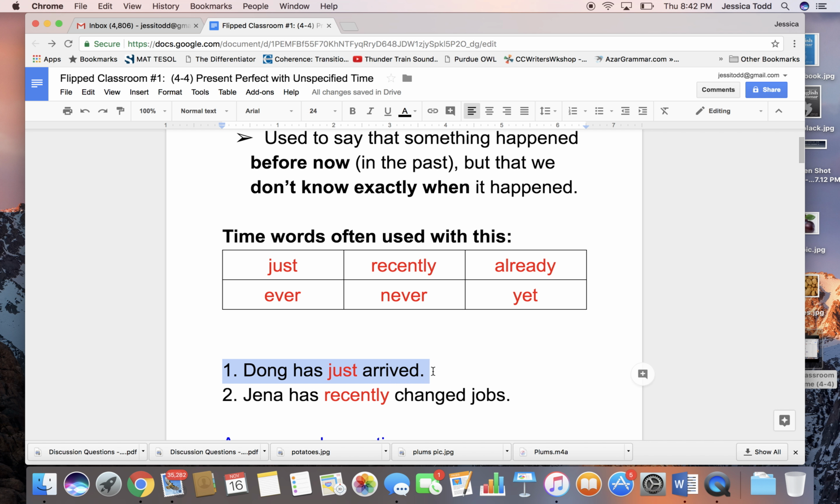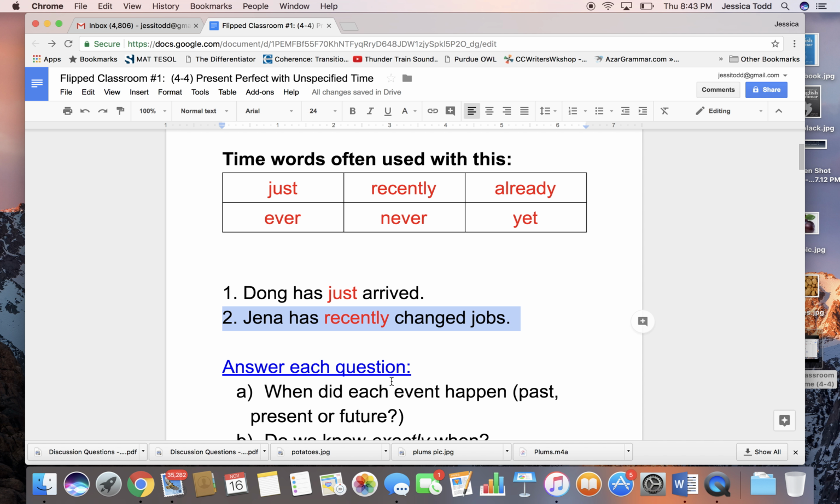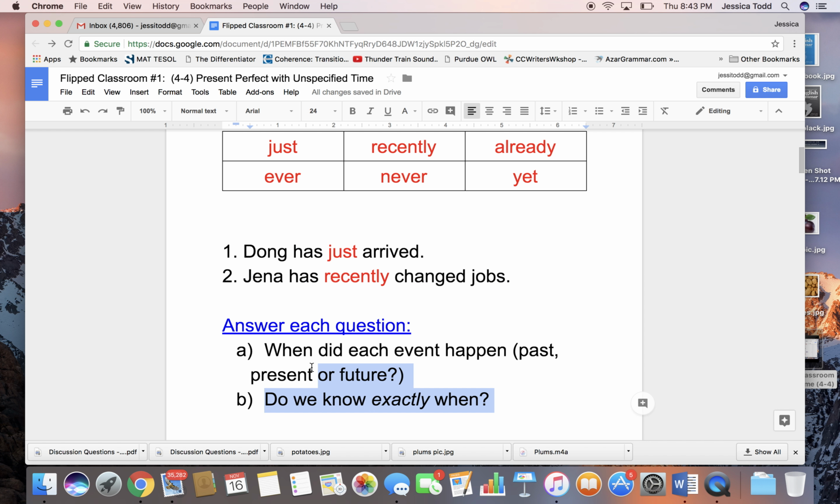Number 1 says, Dong has just arrived, right? If I tell you Dong has just arrived, think about when that happened, right? When did Dong arrive? And the second sentence, Jenna has recently changed jobs, right? So I'd like you to take a look at number 1 and number 2 up here and think about the answers to each of the questions, A and B. And you can pause the video and think about your answer because I'm going to tell you the answer in just a moment. So please pause the video while you think.